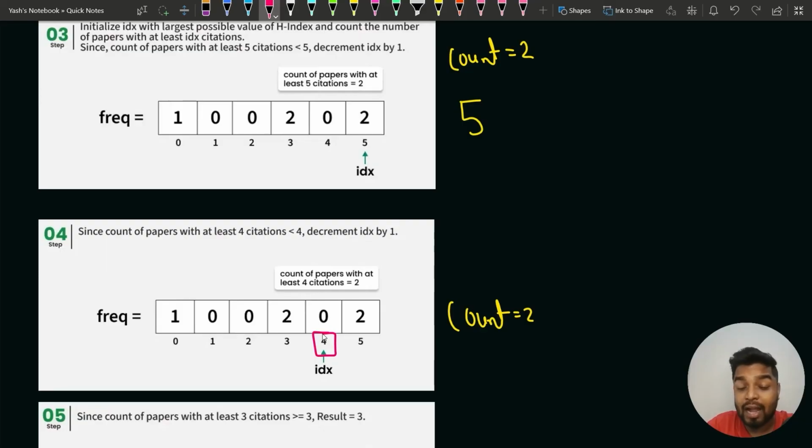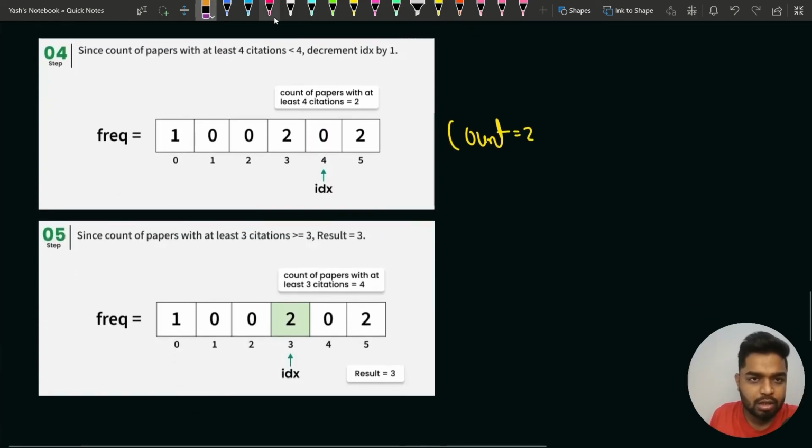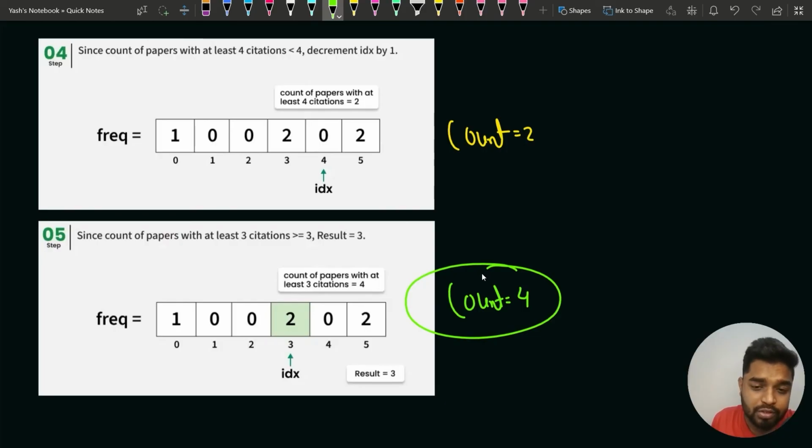Okay, but I needed how many? I wanted that 4 papers should have been there in order that 4 was the answer. Since I wanted 4 as the answer, I wanted the count to be equal to at least 4. There should have been 4 papers which should have been cited 4 or more times. But I am having the counter value as 2. So this means that there are only 2 papers which have been cited 4 or more times. Correct. So this cannot be the answer here. So I'll say, okay, let's move to the left index. Let's decrease the I value. So when I come across this index, now my counter becomes equal to 4.